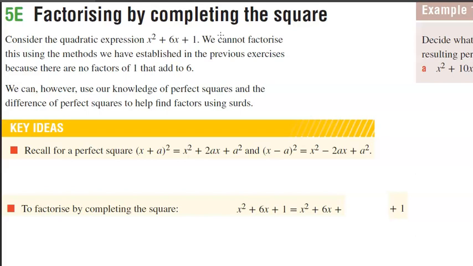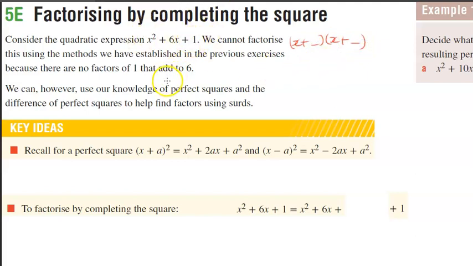So consider the quadratic expression x squared plus 6x plus 1. We can't factorize this using the methods that we've already established in the previous exercises, because there are no factors of 1 that can add up to 6. In other words, we can't find two numbers that when multiplied together give 1 and when added give 6. So we can't write it in the form x plus some number, x plus some number. This doesn't work for this.